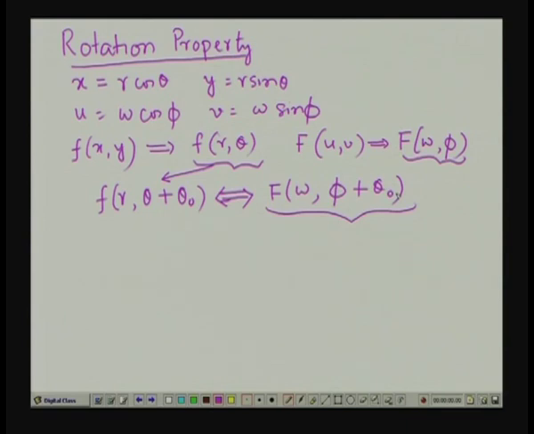So, this simply says that if I rotate image f(x,y) by an angle, say theta naught, its Fourier transformation will also be rotated by the same angle theta naught. That is obvious from this expression, because f(r, theta plus theta naught) gives rise to the Fourier transformation F(omega, phi plus theta naught), where F(omega, phi) was the Fourier transformation of f(r, theta).